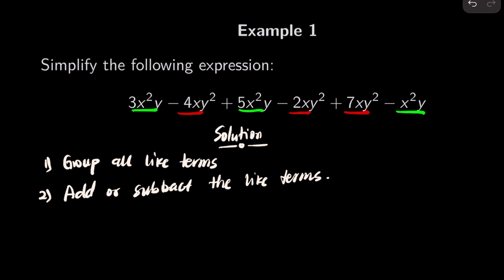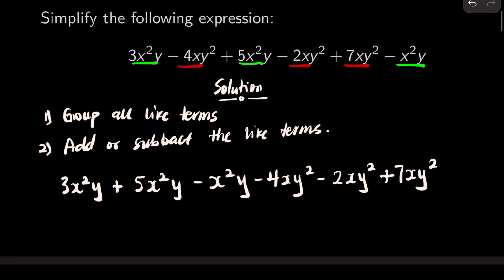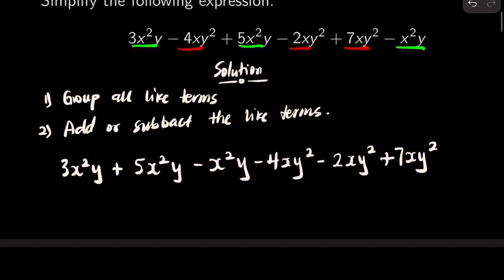And so we are going to have 3x squared y, then plus 5x squared y minus x squared y. Then we now move on to the one underlined in red ink. So that will be minus 4xy squared minus 2xy squared, then plus 7xy squared. Right. And so we've now grouped all the like terms. So let's move on to add the like terms here.